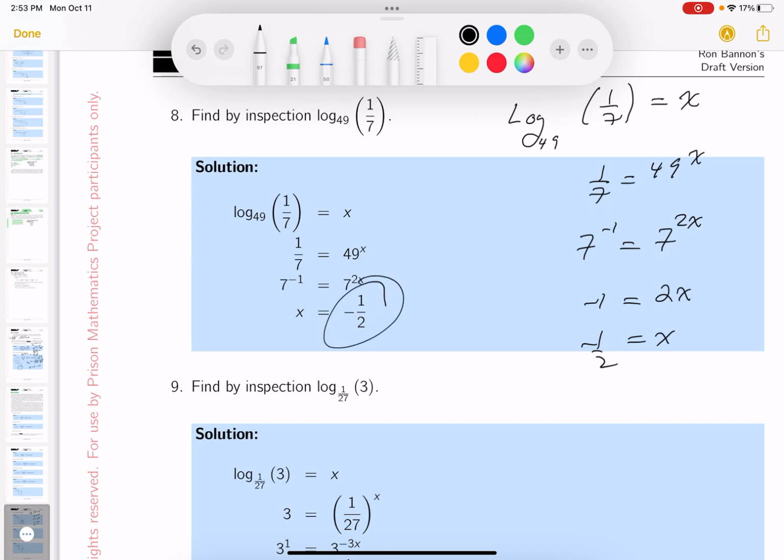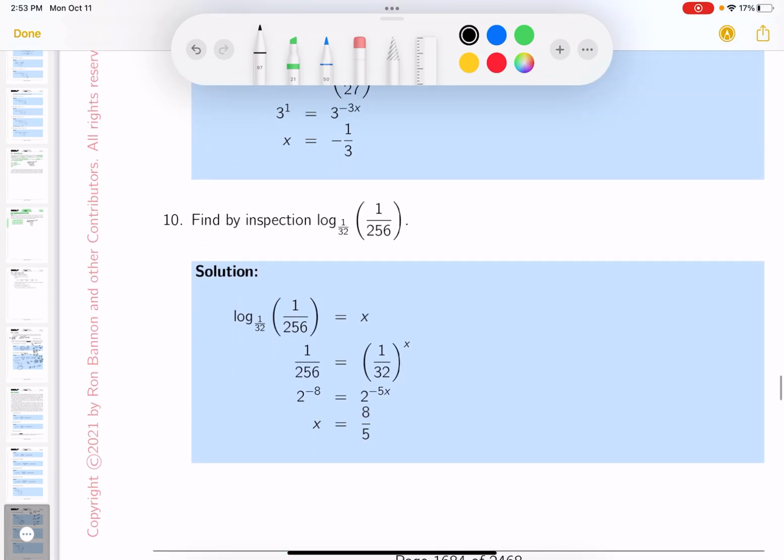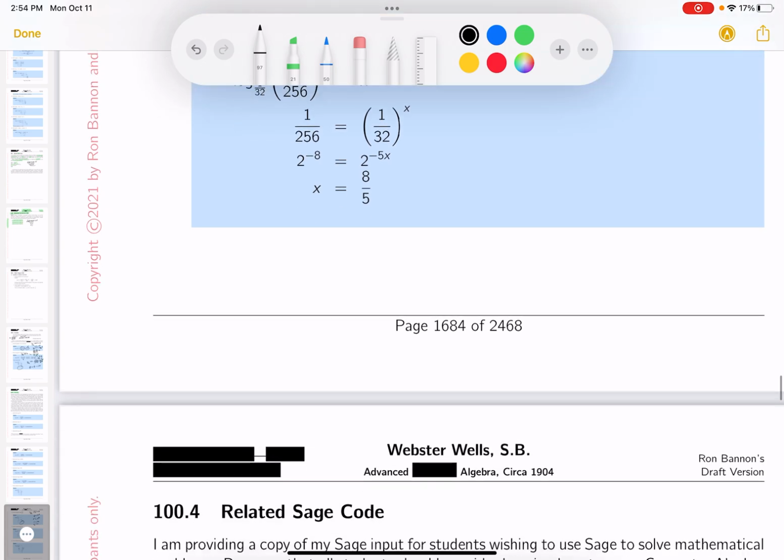Now again, Wells is of the opinion that maybe some of that stuff can go on in your head. There's nothing wrong with that. If you can do it in your head, it's a great thing. Same thing, this one over here, by inspection. I'm not saying do it in your head.